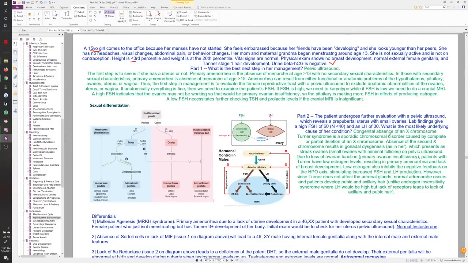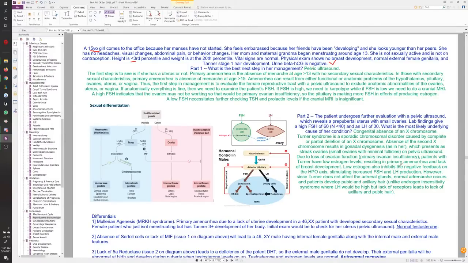Turner syndrome is a sporadic chromosomal disorder caused by complete or partial deletion of an X chromosome. Absence of the second X chromosome results in gonadal dysgenesis, as in her, which presents with streak ovaries, which they described in the ultrasound, small ovaries, on pelvic ultrasound. Due to loss of ovarian function, primary ovarian insufficiency ensues, and patients with Turner syndrome have low estrogen levels, resulting in primary amenorrhea and lack of breast development.